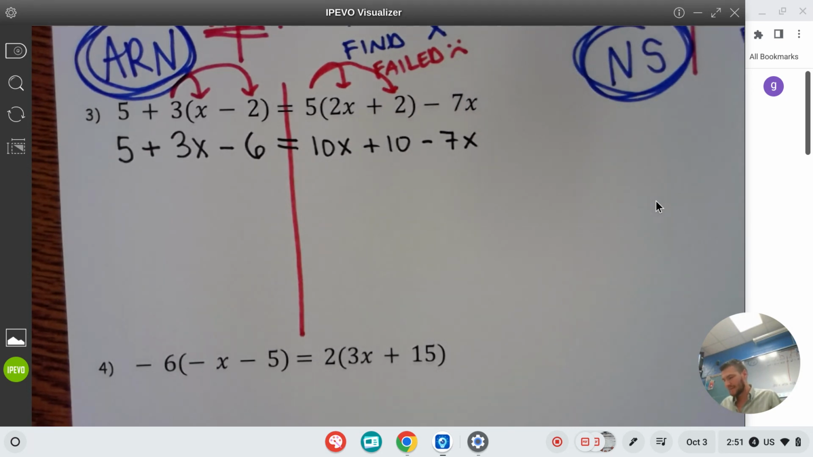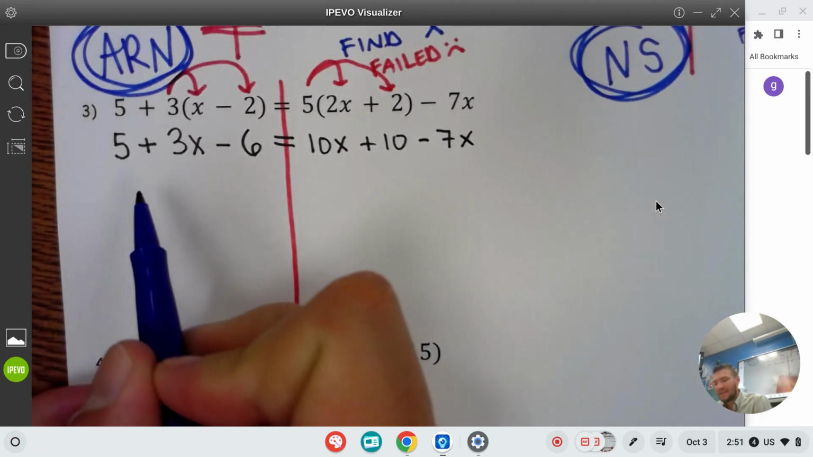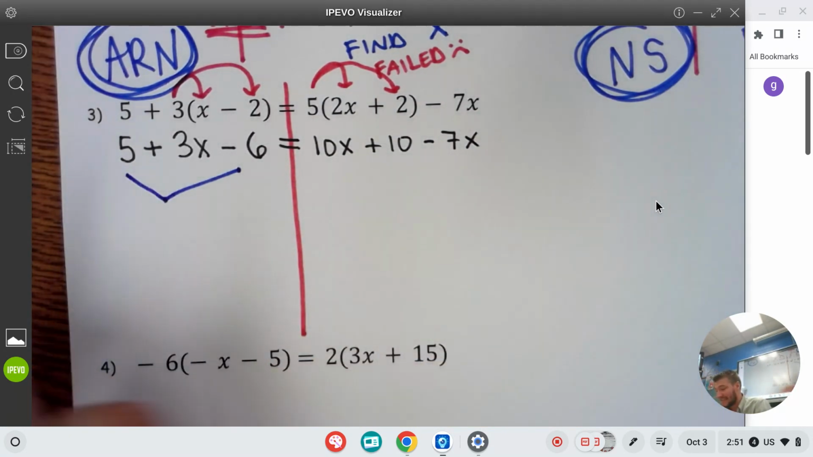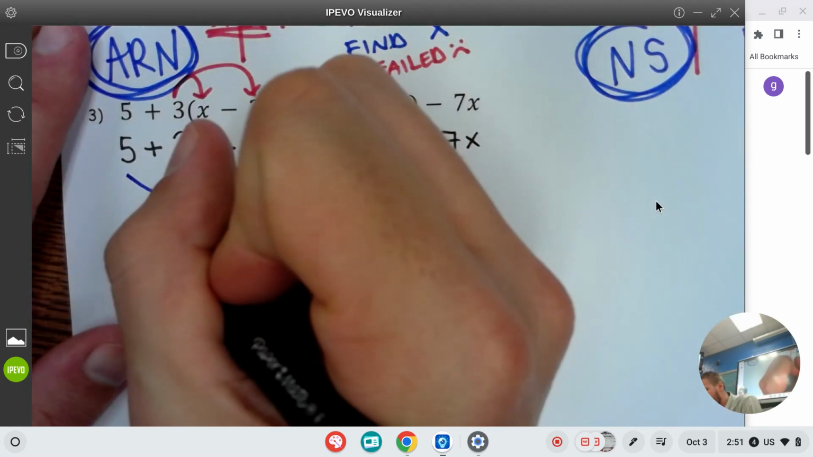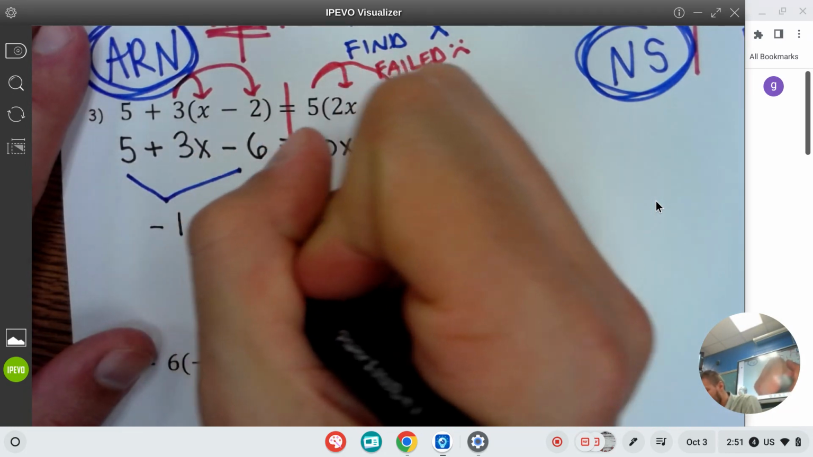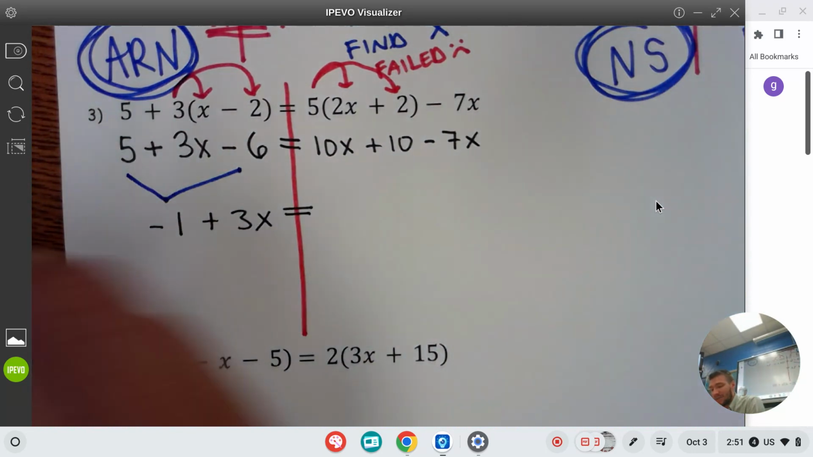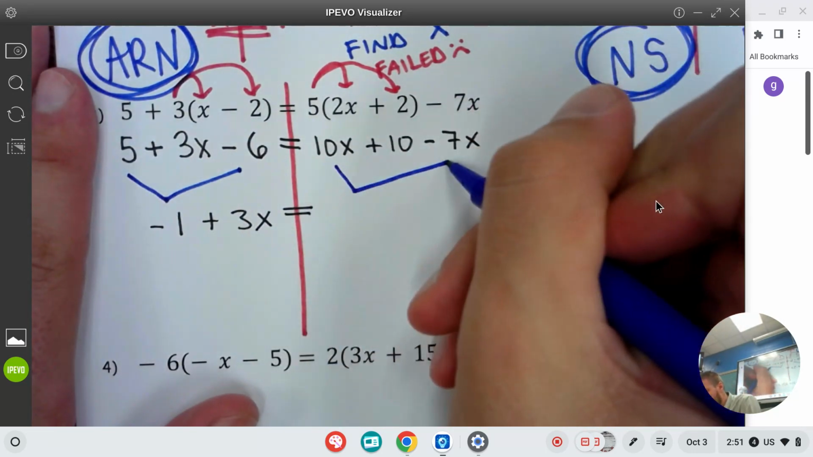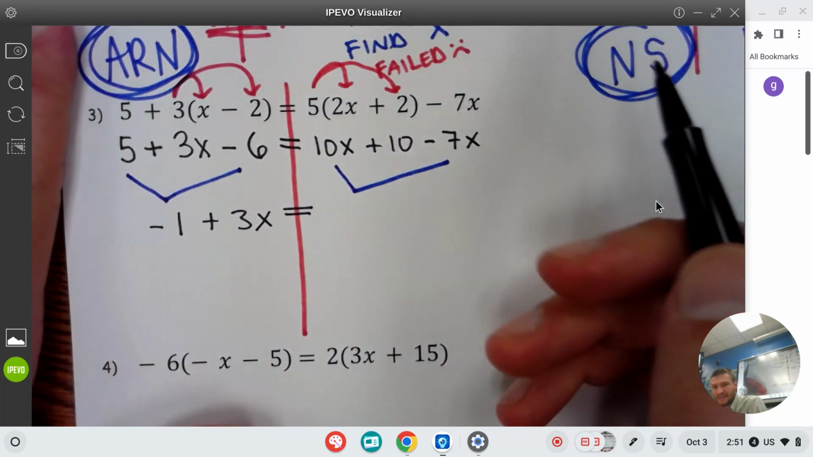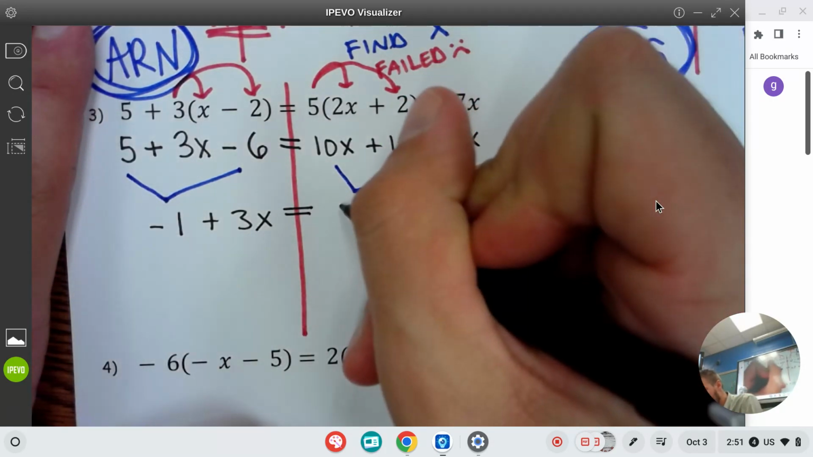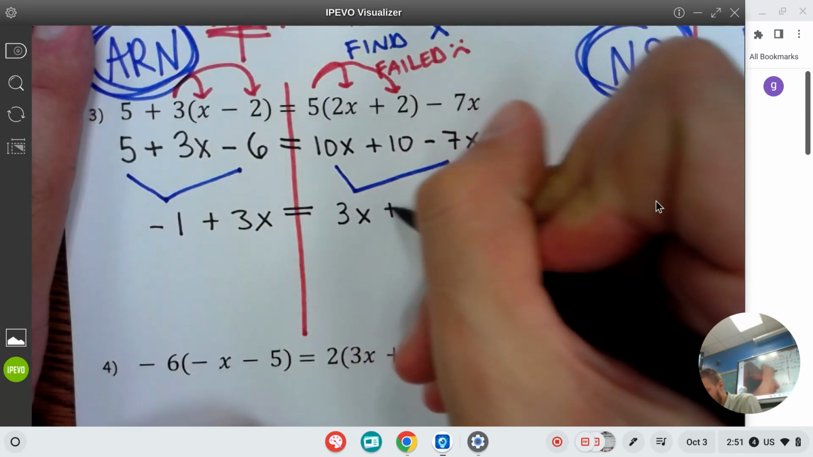Don't stress. What can we combine on the left? The 5 and the 6. But it's a negative 6. So you should have negative 1 plus 3x. On the right side, we also can combine these terms. 10x's and negative 7x's. 10 minus 7, that's easy. That's 3.